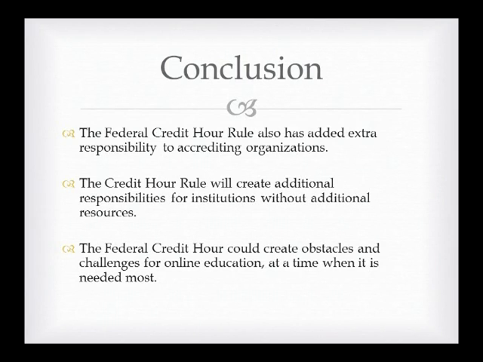The Federal Credit Hour Rule has also added extra responsibility to accrediting organizations. The Credit Hour Rule will create additional responsibilities for institutions, such as rewriting their student handbooks, reviewing syllabi, and monitoring financial aid refunds. All of this without any additional resources. The Federal Credit Hour could create obstacles and challenges for online education at a time when it is needed most.